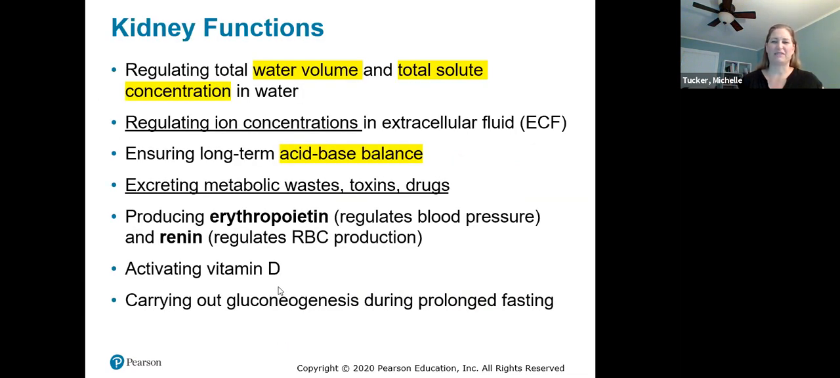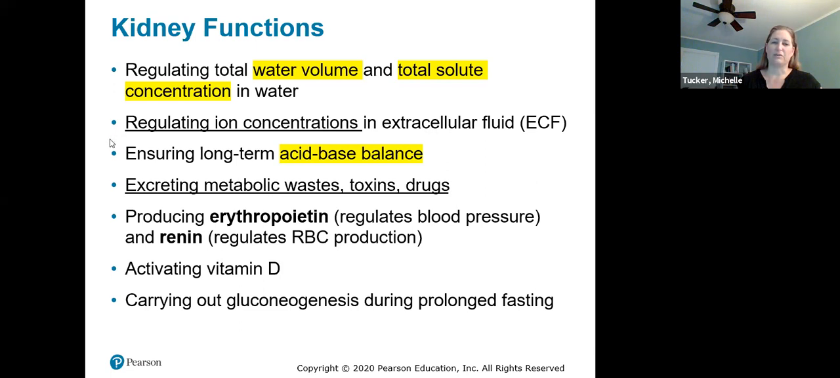And the kidneys have several important functions. The main one, every minute of every day, is to regulate water volume and total solute concentration. A lot of those concepts pretty much go hand in hand, especially when you're talking about sodium. Where sodium goes, water follows. This will also assist in regulating ion concentrations in the extracellular fluid. So it's not only sodium that's balanced, but also things like potassium and magnesium and calcium and urea.